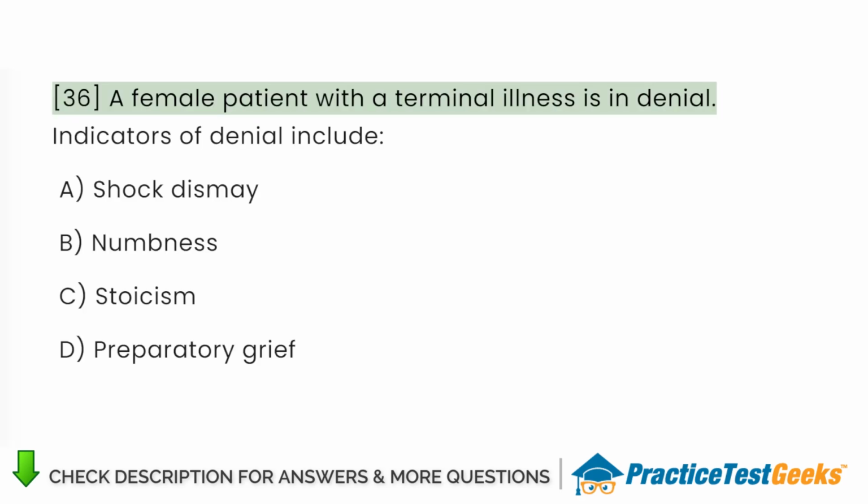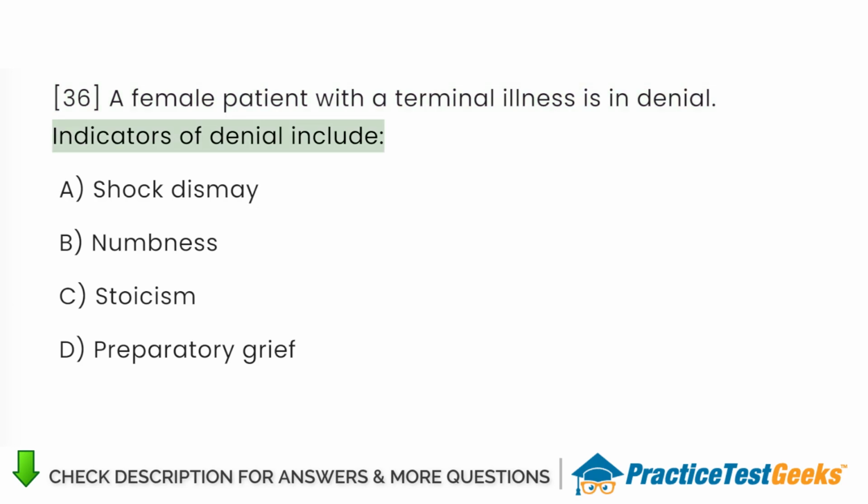A female patient with a terminal illness is in denial. Indicators of denial include: A. Shock, dismay. B. Numbness. C. Stoicism. D. Preparatory grief.